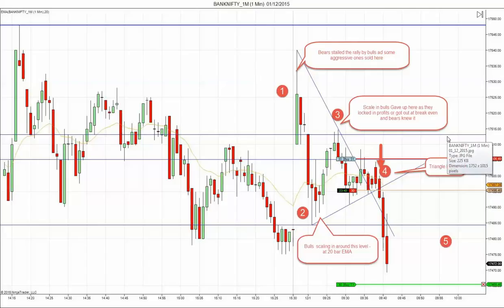Hello everyone, this is Amit here, and I'm going to walk you through price action analysis of Bank Nifty futures using 1 minute candlestick chart. Today is 1st of December 2015. We are getting towards the end of the year, just a few days left in this year.